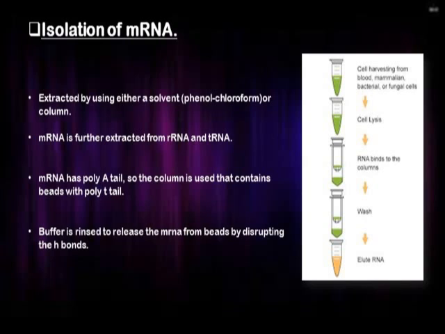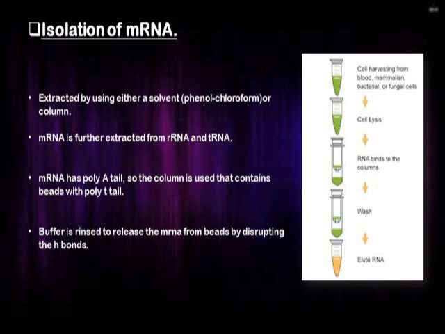So we put them into a column that has poly T tails, and the poly A tail of the mRNA will bind to the poly T tail. When you run the column chromatography, the mRNA is extracted and we can isolate it. Later, we use a buffer in which the beads break down and we get the pure mRNA.